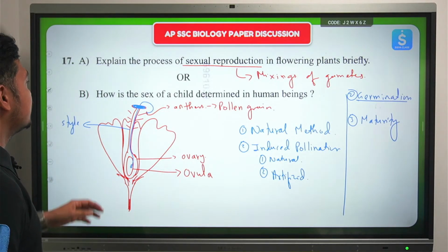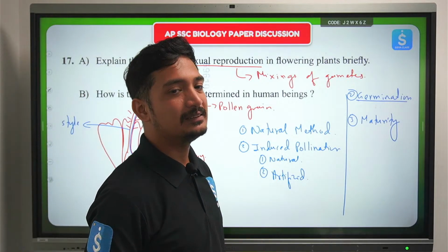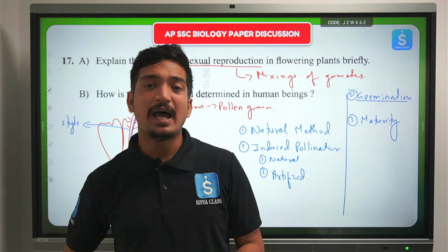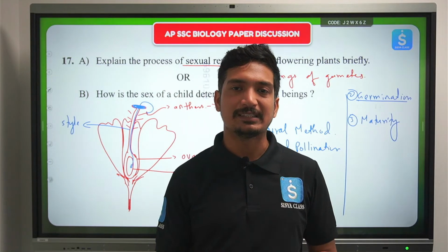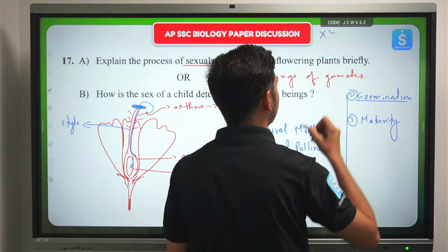Now the next thing is, how is the sex of a child determined in human beings? Now this can be answered in one sentence also, right? It depends upon the sex chromosomes, and sex chromosomes are of two types, X and Y. Okay, we have X chromosomes and we have Y chromosome.